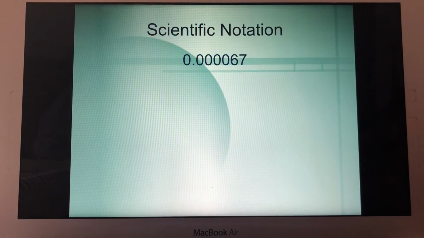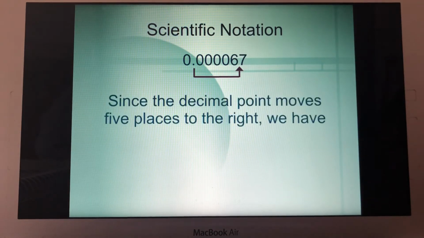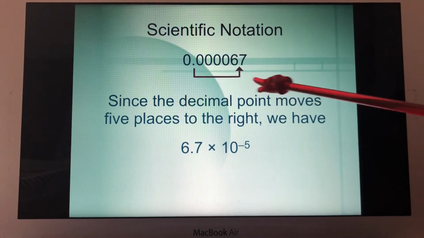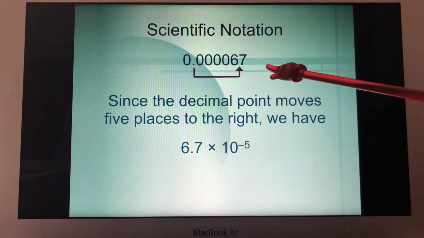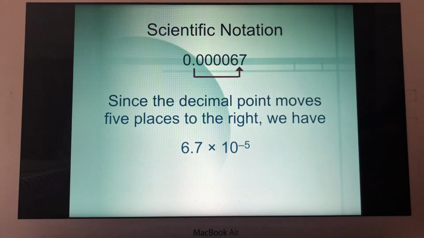Now, if we have 0.000067, then you'd have to move the decimal over the other direction. The decimal moves 5 places to the right. And then we would have 6.7 times 10 to the negative 5th power. So when you have to move your decimal over to the right, our power is going to be negative. But if we move it to the left, then your power is going to be positive.